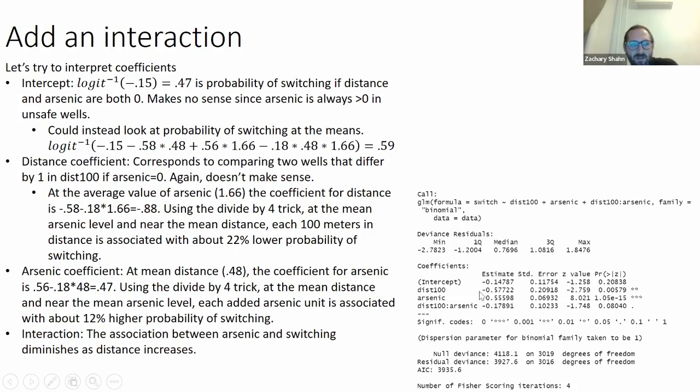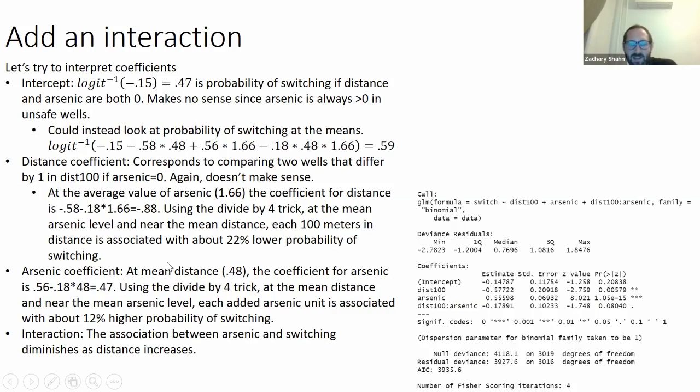Now we can look at the arsenic coefficient. Let's look at that at the mean distance. At the mean distance, a shift of 1 in arsenic would shift the output of the linear part of the model, on the non-probability scale, by 0.55 minus 0.18 times 0.48, which is 0.47. And again, using this divide by 4 trick, this says that at the mean distance and near the mean arsenic level, where the divide by 4 trick is applicable, each added arsenic unit is associated with about 12% higher probability of switching.